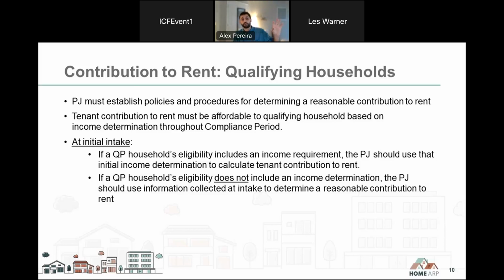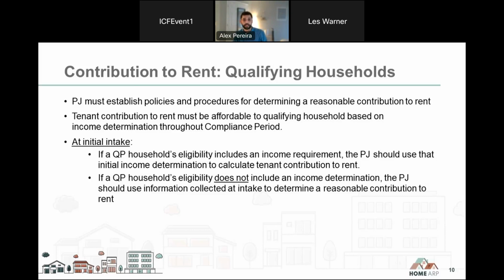Meaning that when that household was going through intake, the income determination had to happen to determine whether or not it was eligible under those QPs that have that income restriction. So since the income determination has already happened, the PJ and the owner don't have to do it again at the initial intake and lease up phase. It can just use that previous determination to calculate the tenant contribution to rent for that household.